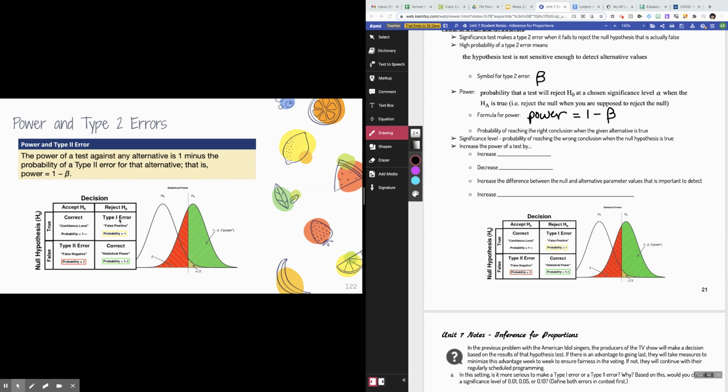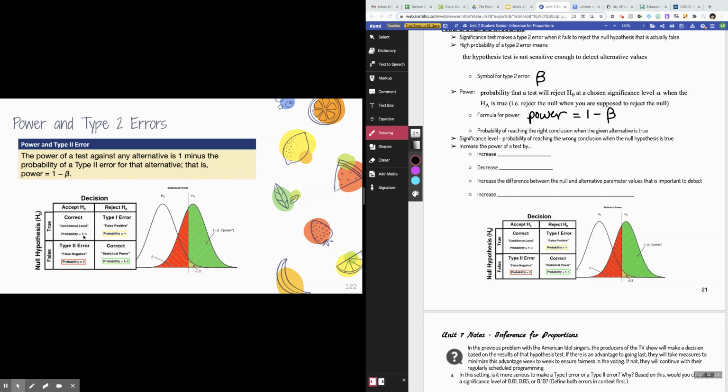If you reject the null when the null is actually true, that is your type 1 error. The other correct decision that you could make is if your test rejects the null when the null is false, right? So reject the null when you're supposed to reject the null. That is the power of your test. And the type 2 error is when that doesn't happen, when you make the wrong decision there. So if the null is false, but you fail to reject it, you say, I'm going to keep it for now, that's your type 2 error.